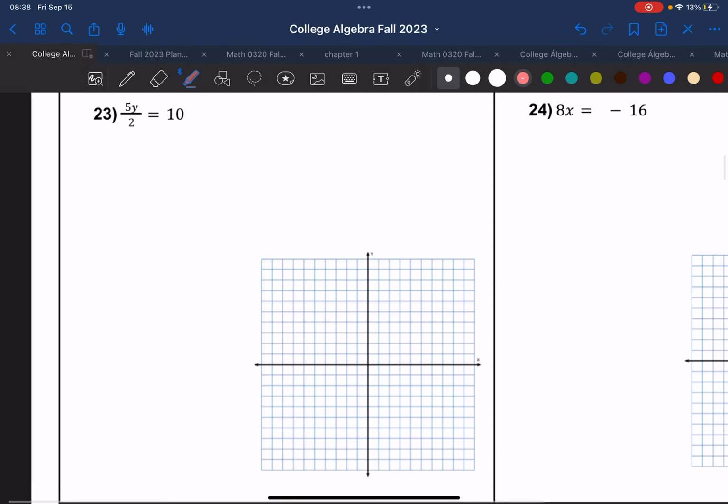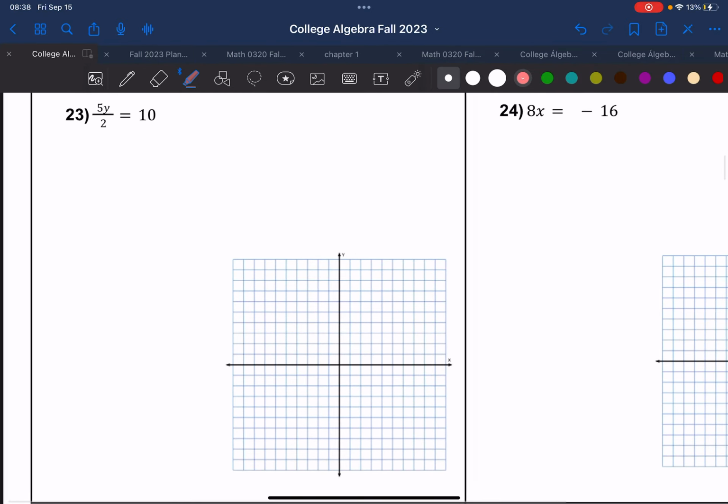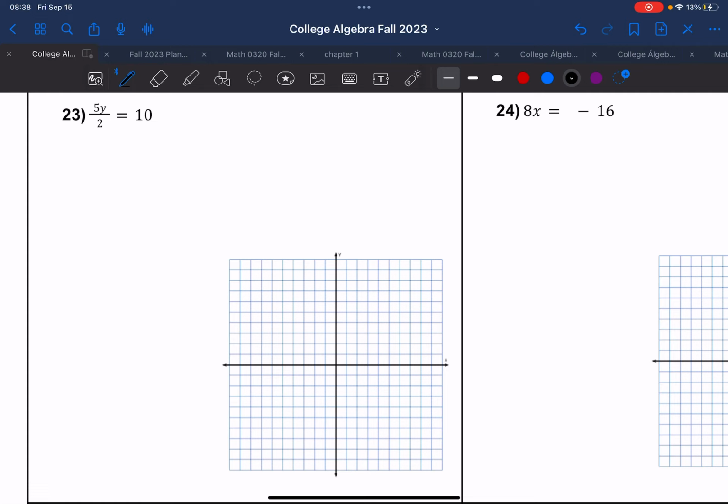Now let's look at number 23. Notice in number 23, we only have a y. So we have 5y over 2 is equal to 10. Since I don't have my x variable, I'm going to just solve for y and see what I get. The first thing I need to do to get this y by itself is to get rid of the 2 in the denominator. I do that by multiplying both sides by 2. Then these 2's cancel out, and I'm left with 5y is equal to 20. Divide by 5, and I get y is equal to 4.